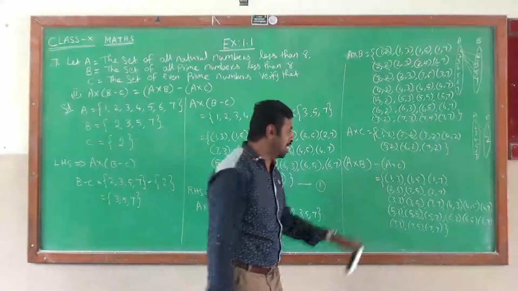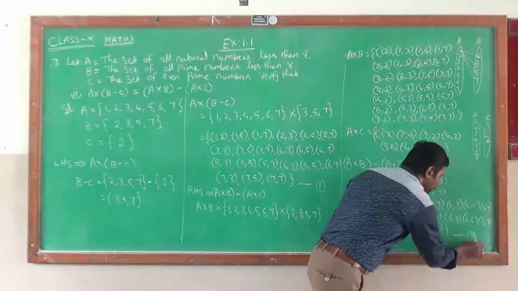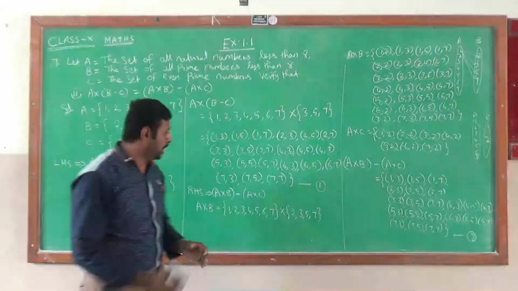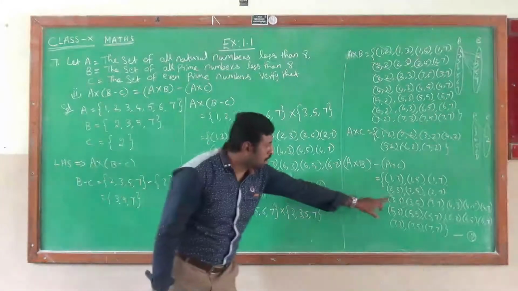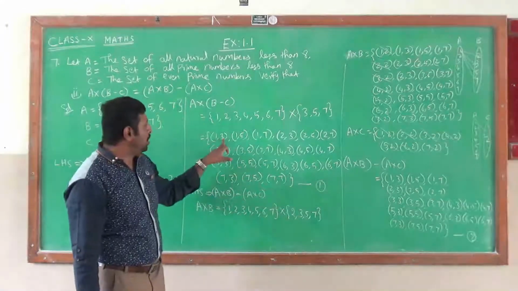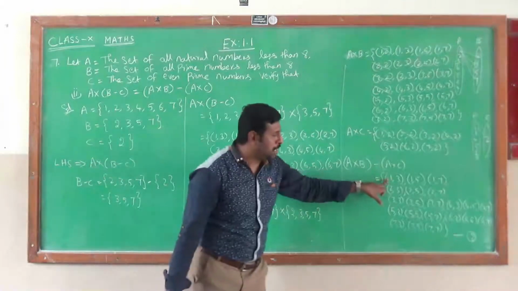So this is the RHS side. Let me take this equation number 2. Now see the first and second equation. Compare the first and the second equation. Calculate that: 1, 3, 1, 5, 1, 7. All elements appeared here.